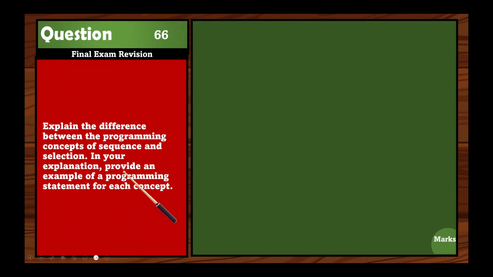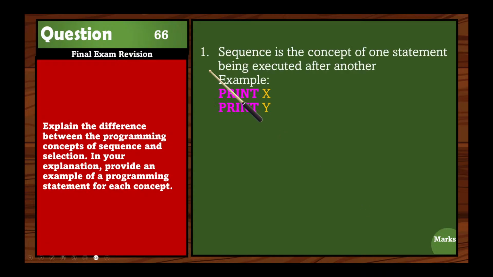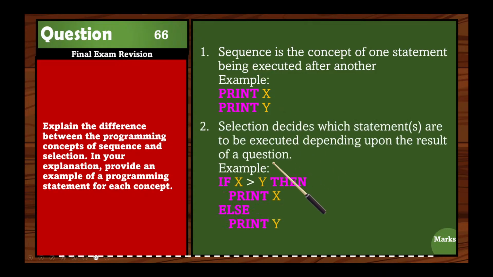Question 66, explain the difference between the programming concepts of sequence and selection. In your explanation, provide an example of a programming statement for each concept. So what is meant by sequence and selection? Sequence is the concept of one statement being executed after another. Okay, so it's the order in which the statements are executed. For example, first the statement print X will be executed, and then after that print Y will be executed. This is the example of the sequence. Next one is selection. Selection decides which statements are to be executed depending upon the result of a condition. For example, if X is greater than Y, then print X, else print Y.